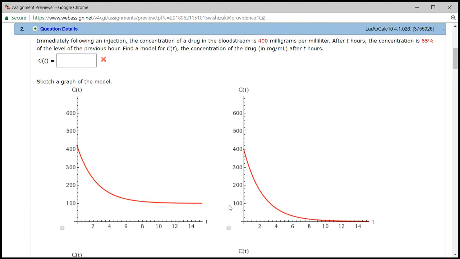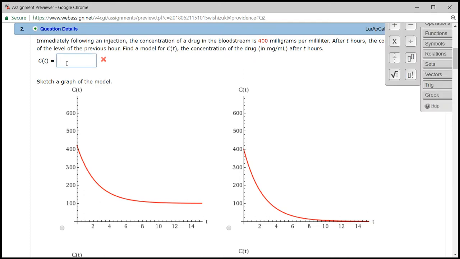All right, let's look at homework 4.1, problem number 2. It says: immediately following an injection, the concentration of a drug in the bloodstream is 400 milligrams per milliliter. After t hours, the concentration is 65% of the level of the previous hour. So it means that every hour it reduces down to 65% of the previous hour. And find a model for C of t, the concentration of the drug.